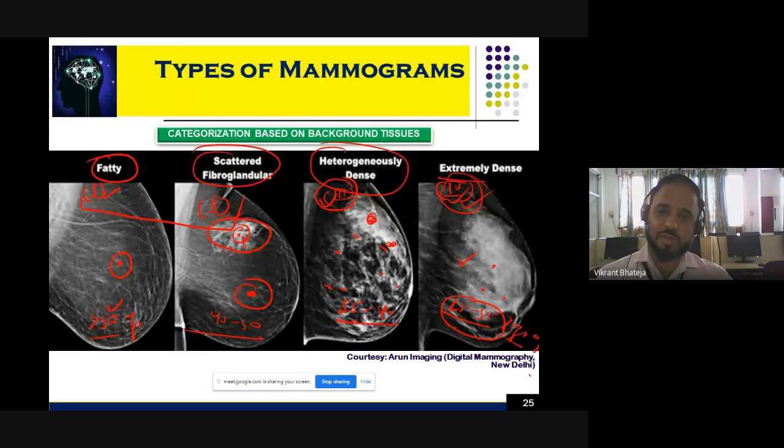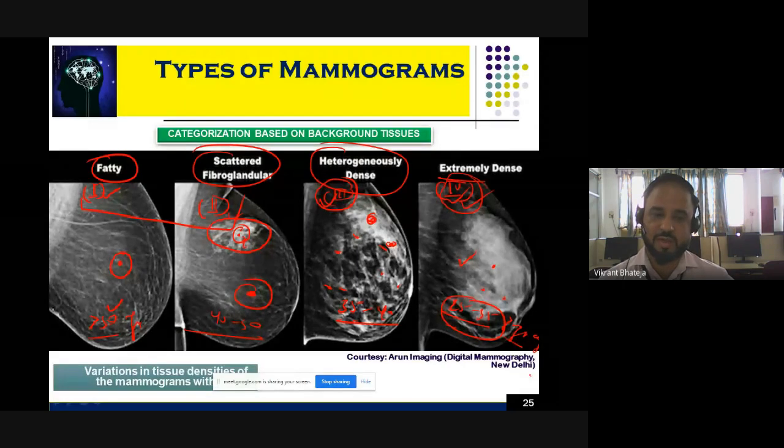So this was the categorization of mammograms on the basis of background tissues, and it is this diversity in the categorization of these mammograms that makes this analysis very, very complicated, and detection of breast cancer is a challenge because of this. So this is the variation in tissue densities of the mammograms with age. You can see that the density of the tissues is actually decreasing with increase in age.